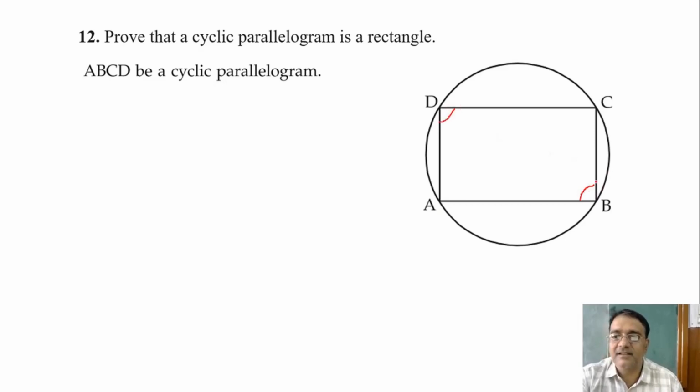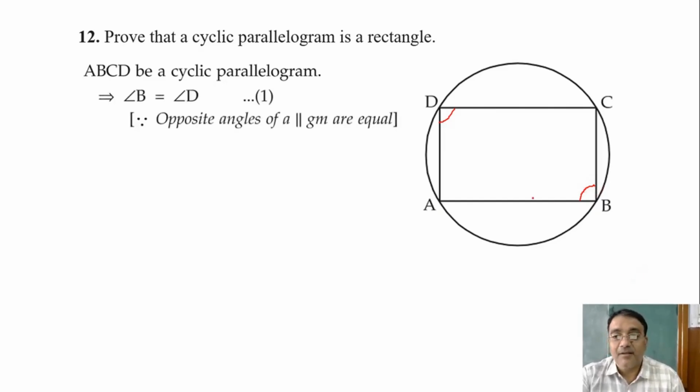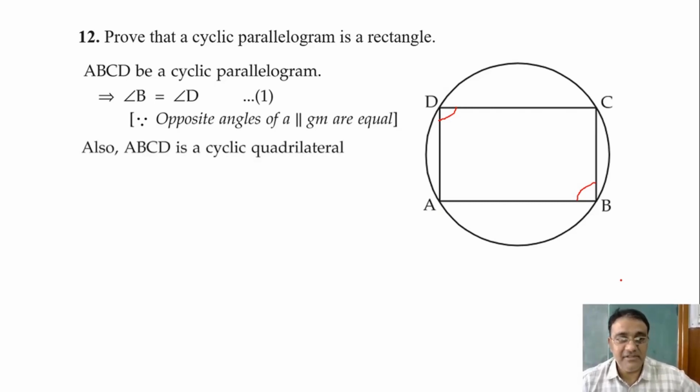सबसे पहले angle B is equal to angle D. Why? Opposite angles of a parallelogram are equal. Very good. But the sum of these two angles is also 180 degree. Why? The sum of angle B and angle D is 180 degree. Opposite angles of a cyclic quadrilateral are supplementary. Very good. The sum of opposite angles of a cyclic quadrilateral is equal to 180 degree. So ABCD is a cyclic quadrilateral, that will imply angle B plus angle D is equal to 180 degree.